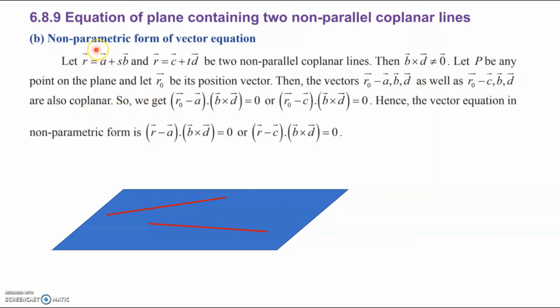So our non-parametric form of the vector equation will be given by this formula, which is (R vector minus A vector) dot (B cross D vector) is equal to 0, or you can take the point from the second line and derive this. Therefore, this is the non-parametric form of the vector equation.